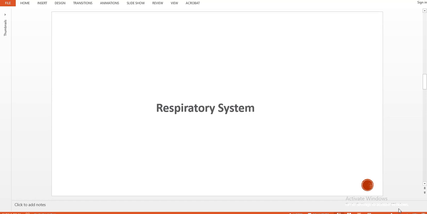And what are the key areas you need to remember in the respiratory system? First, you need to remember airways like trachea, bronchi and bronchioles. Next, you need to remember lung structures like alveoli and pleura. Next, you need to master the diaphragm, the primary muscle for the respiration process. And also you need to master accessory muscles like intercostals and scalene muscles.